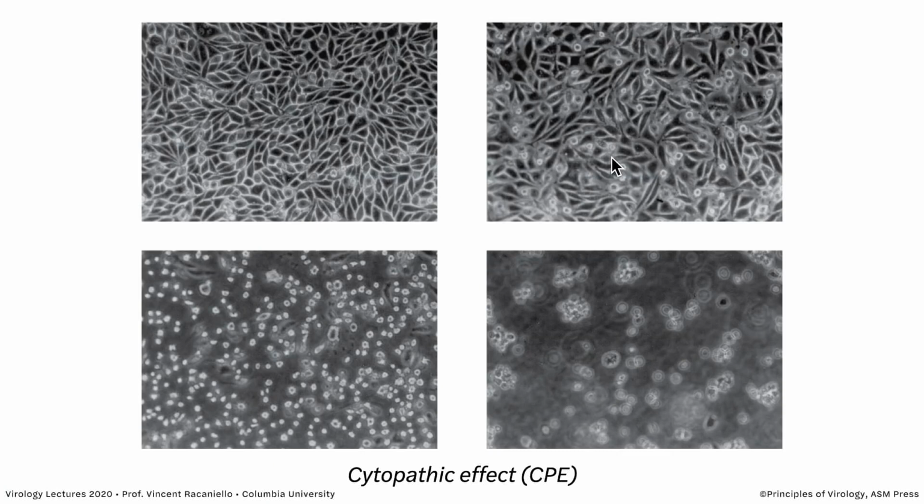You have a monolayer of cells. You infect with the virus. How do you know the virus is doing anything in them? Well, one way you can tell is by what we call cytopathic effect, or CPE. And I'll talk about this a lot in this course. Here's an example. These are cells from my lab.